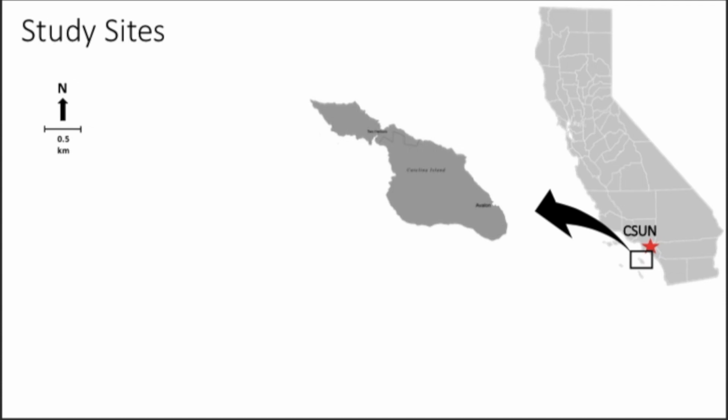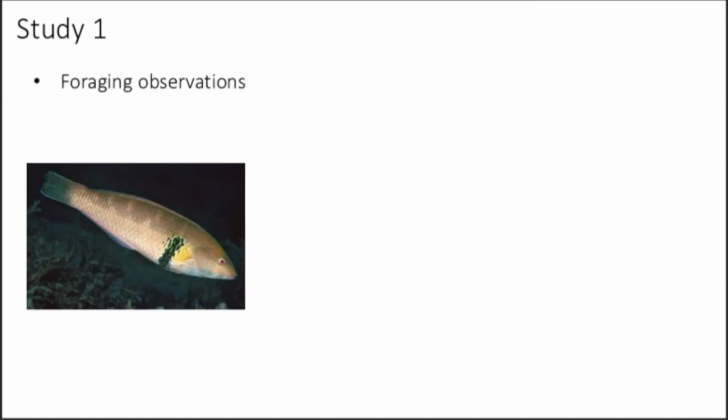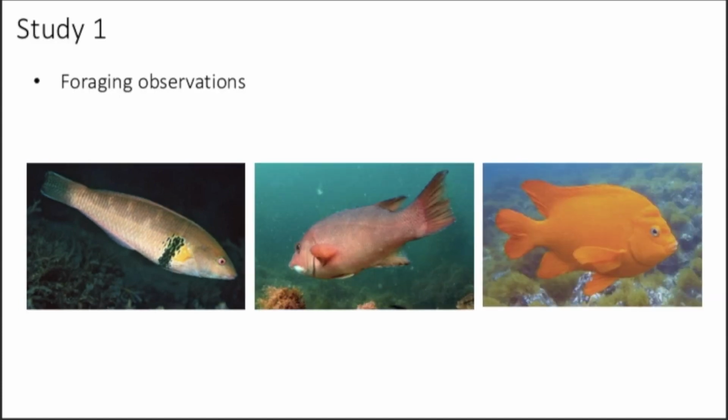So my study sites are off the coast of Southern California on Santa Catalina Island, on the west end near the Wrigley Marine Science Center. I have 6 sites spreading along that side, which is the leeward side of the island, which has had the longest invasion of Sargassum horneri since it was first found in 2006. For the first part of my study, I conducted fish foraging observations of rockwrasse, California sheephead, and Garibaldi. For this, I selected individuals and followed them around via scuba, and I recorded every bite they took and what alga that was associated with.